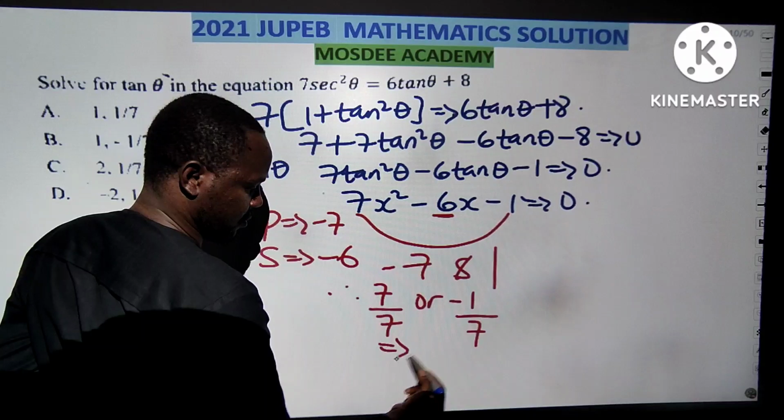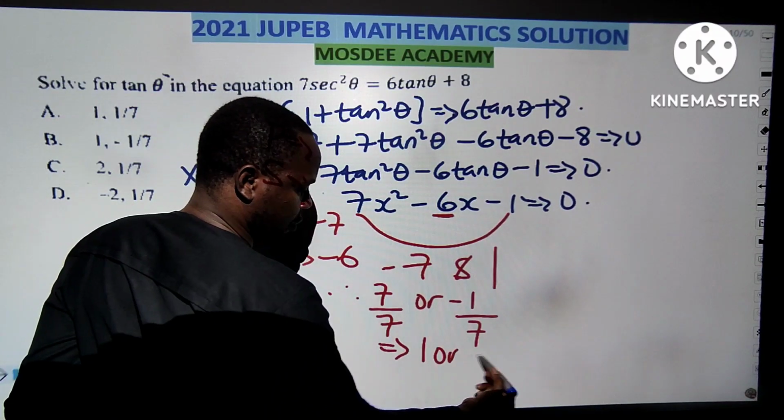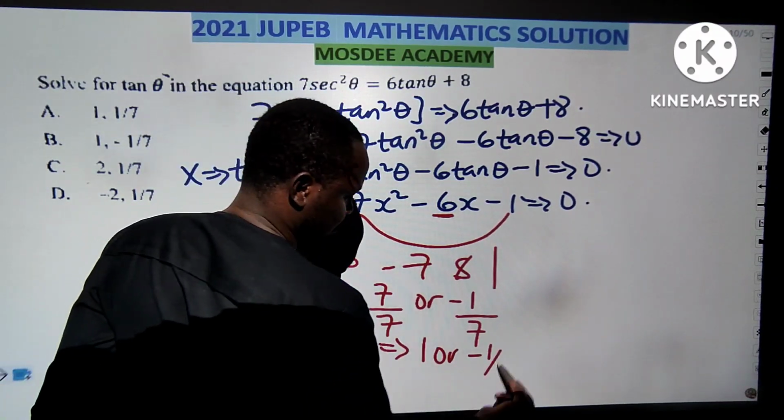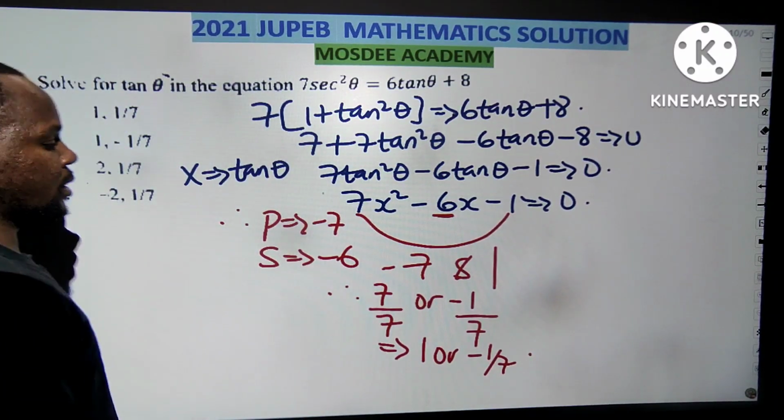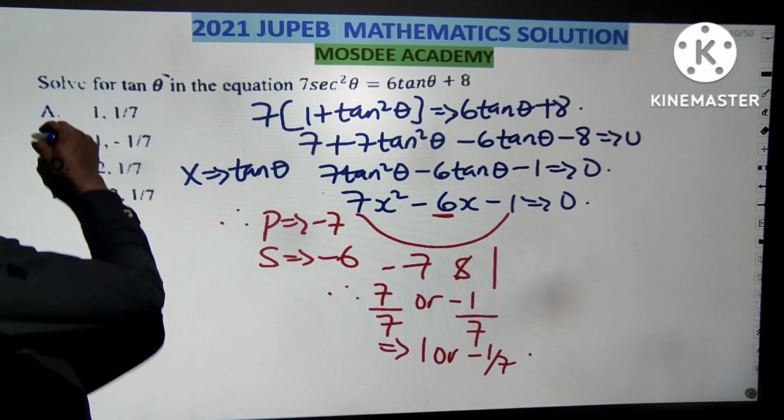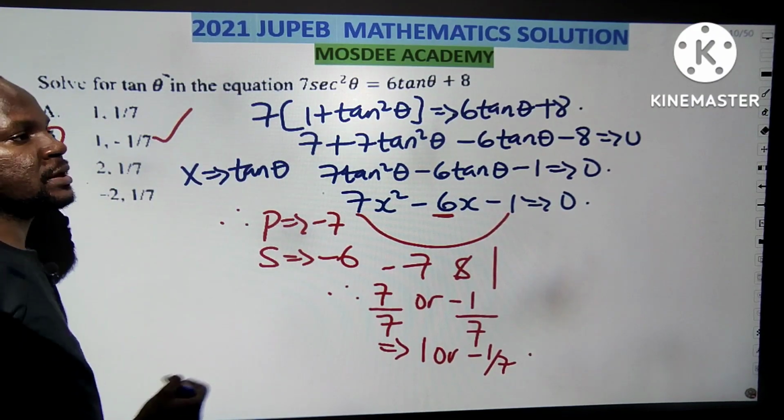7 over 7 is what? 1. Or I hope I'm not putting minus 1 over 7. So this will be the answer I will be looking for: 1 or minus 1 over 7, which is option B. The next question.